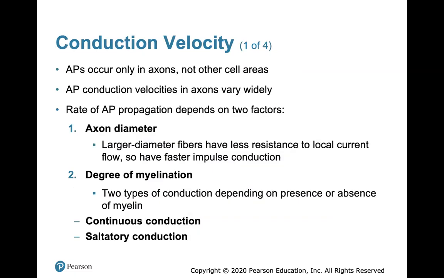Action potentials will only occur in axons, not other cell areas. The rate of an action potential depends on two factors: the axon diameter, so a larger diameter fiber has less resistance and will have a faster impulse conduction, and the degree of myelination. More myelin will also increase the rate of the action potential velocity.